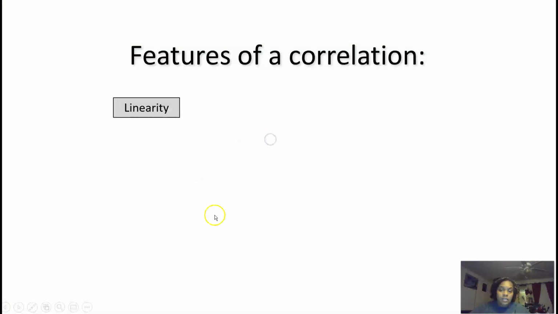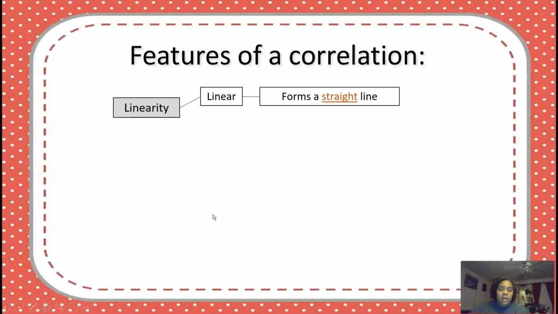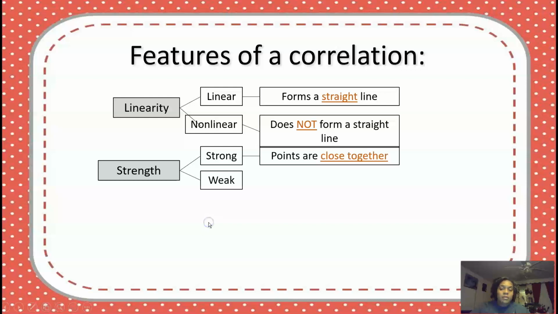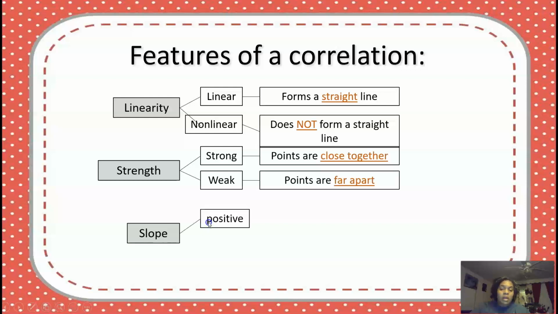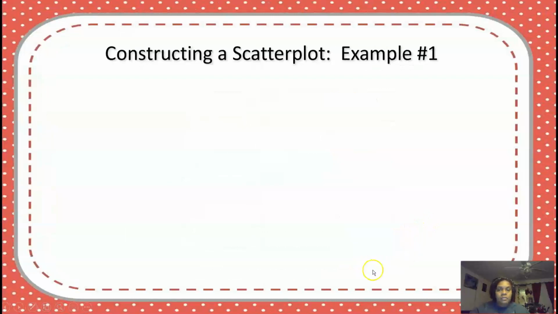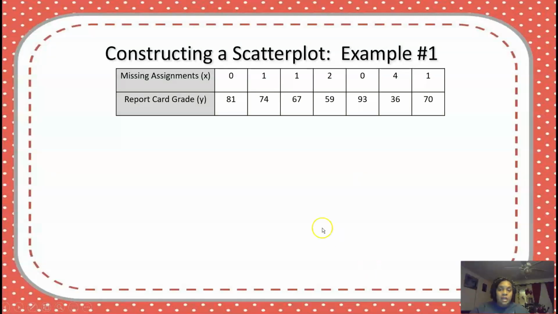Okay, features of a correlation. You have linear. Is it linear or non-linear? Linear forms a straight line. The strength: is it strong? Points are close together. Is it weak? Points are far apart. And the slope: is it positive or is it negative? Positive means the x increases and the y increases, and negative means the x increases but the y decreases. No pattern at all means there's no correlation at all, meaning the points are just everywhere.